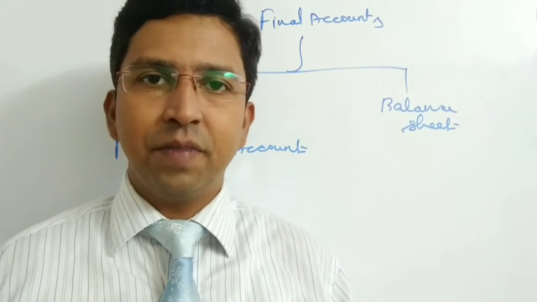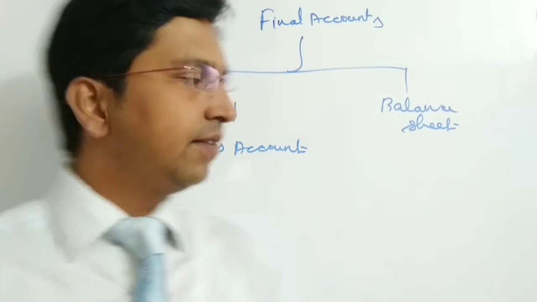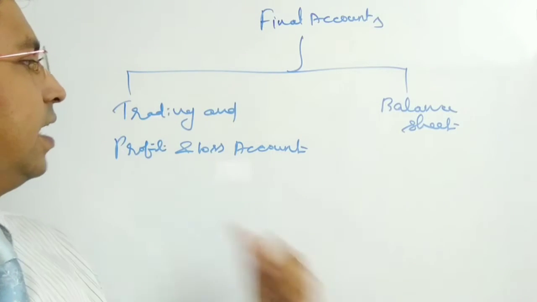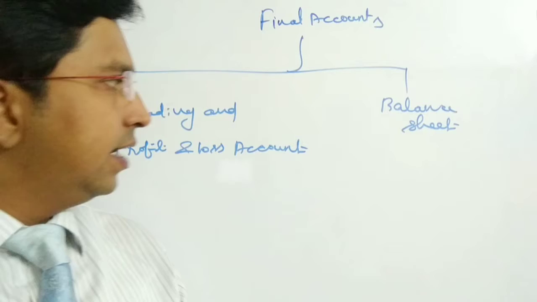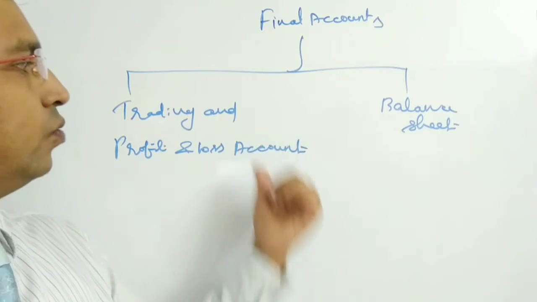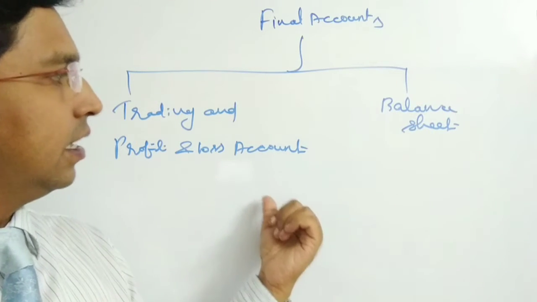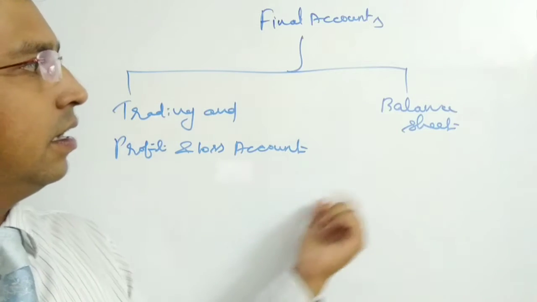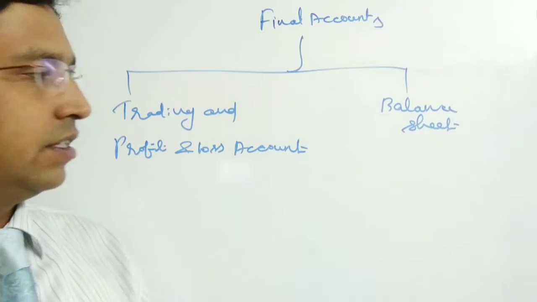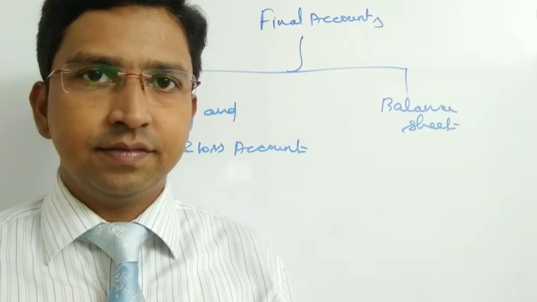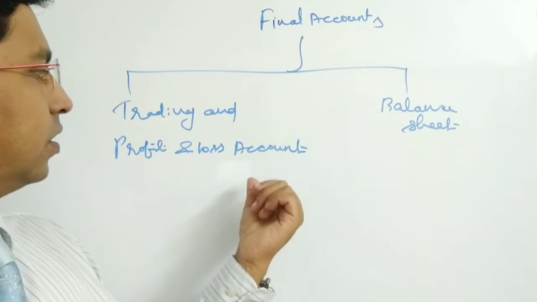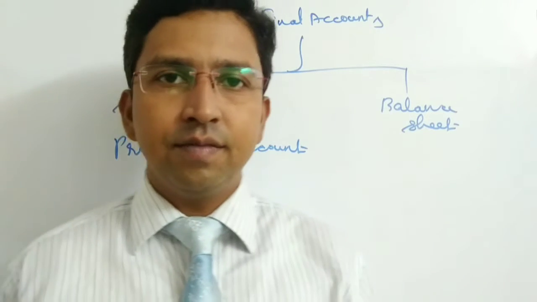Let us discuss one by one. Let us start with the first part, trading and profit and loss account. At the end of the financial year, these two accounts are prepared at the beginning, then based on the P&L, profit and loss account, the balance sheet is prepared. Trading and profit and loss account is otherwise called the income statement.